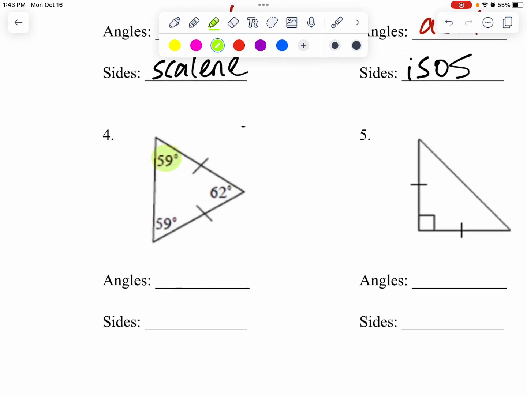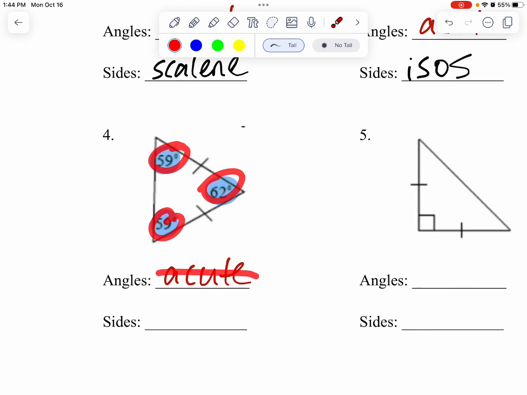How about this one? I see 3 angle measures. Let me use blue so it's consistent. 59, 59, 62. Okay, none of those are right angles. None of them are obtuse angles. They're not all the same, which means the only other choice we have is acute. Look at the first page, the very top of the box. When all 3 angles are less than 90, it's called acute.